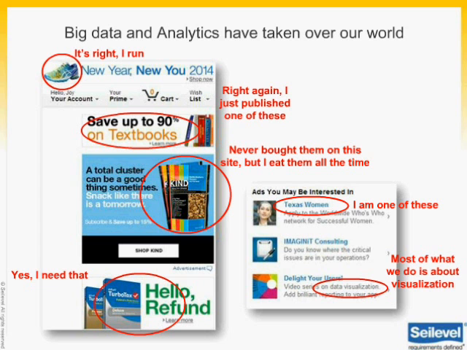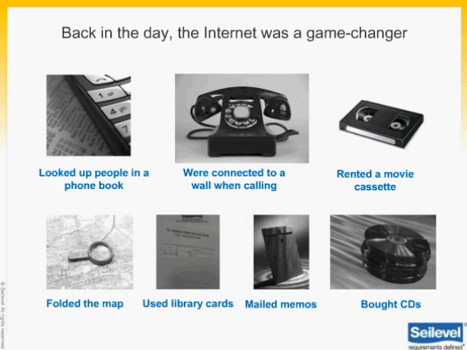Now, let's take a stroll down memory lane for a minute. Way back in the day before we had this thing called the Internet, we had to look up people in a phone book. We had to be connected to a wall when we talked on the phone. We rented movies, and they were on physical cassettes, okay? We had to fold the maps that we read. We used library cards to get to our books at the library. We actually mailed inter-office memos, and we bought physical CDs, okay? Way back then, that is. Now, sometime between back then and now, the Internet has changed the world that we have lived in. The Internet was a game changer.